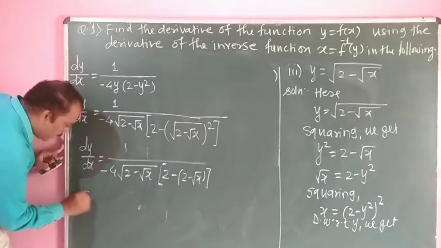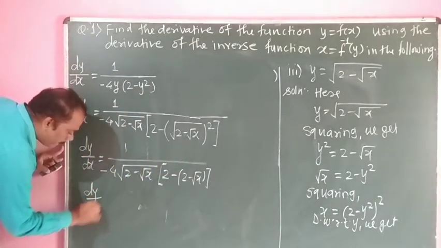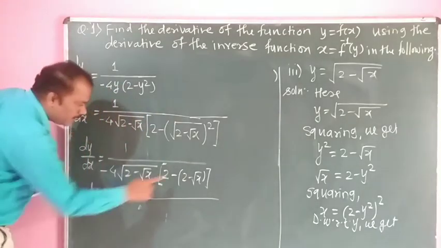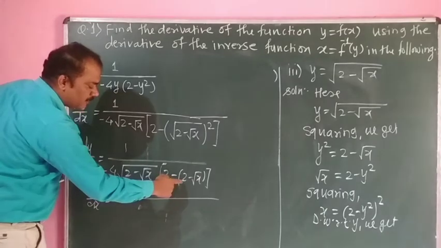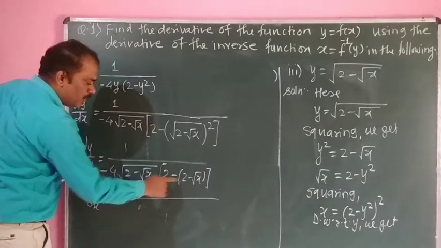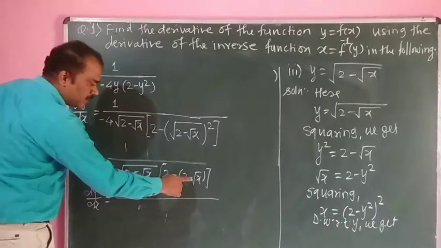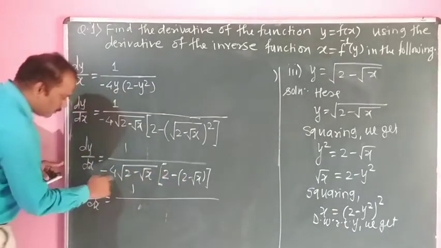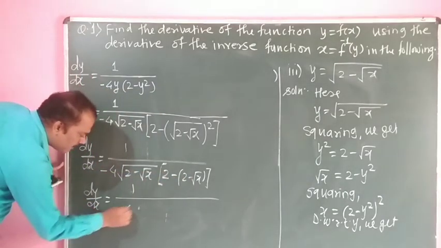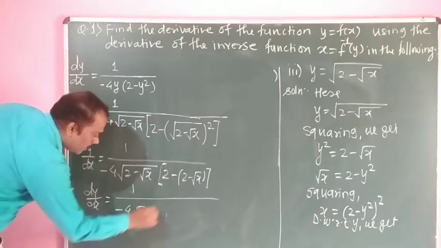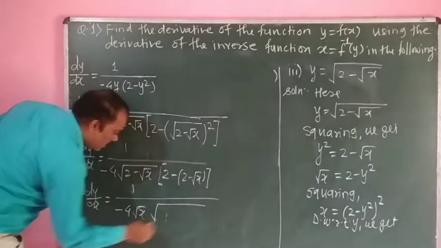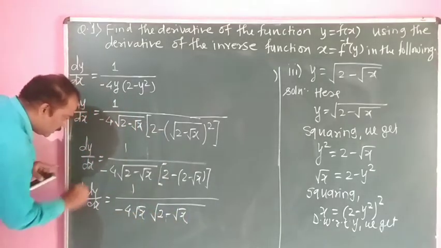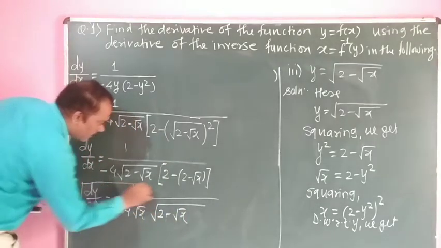So dy by dx is equal to 1 upon, if we have to take the minus sign inside, we have to open this bracket: minus 2, this plus 2 gets cancelled, this minus root x, this minus becomes plus root x. We have to write in the beginning minus 4 into root x into under square root of 2 minus root x, which is the required answer.